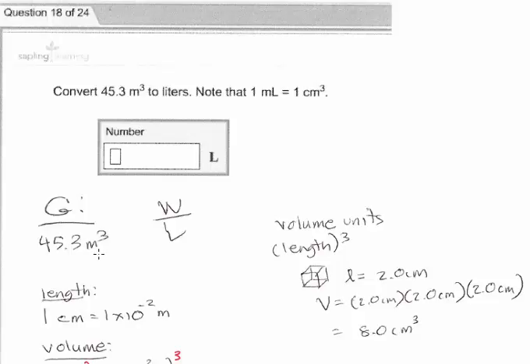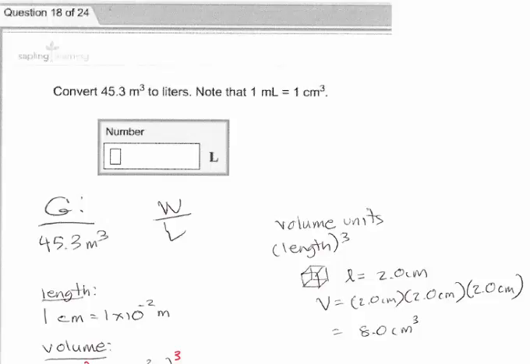Now, in terms of deriving the conversion factor, what we're going to do is use the length conversion factor as our starting point. So I know that 1 centimeter is equal to 1 times 10 to the minus 2 meter. You could also write 100 centimeters is equal to 1 meter if that works better for you.